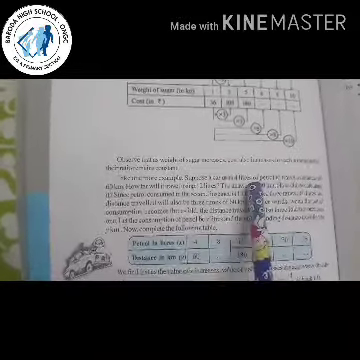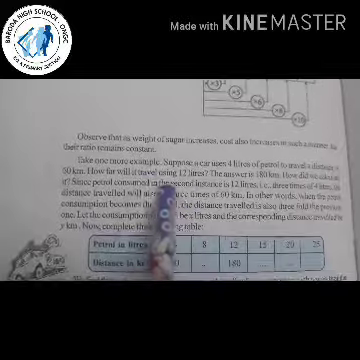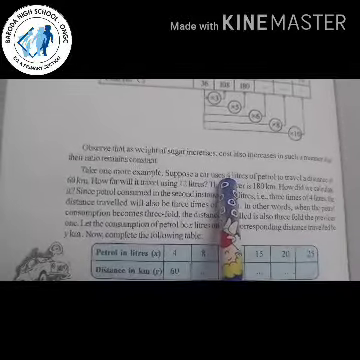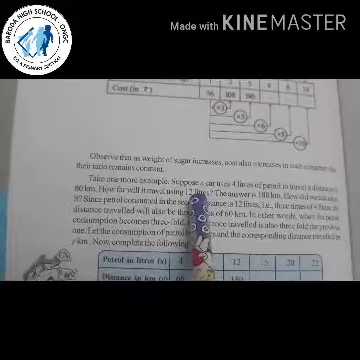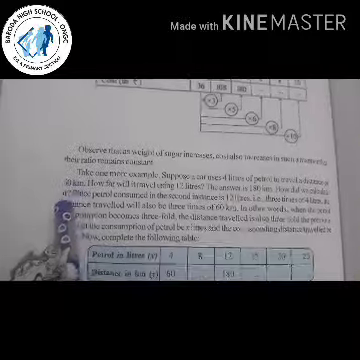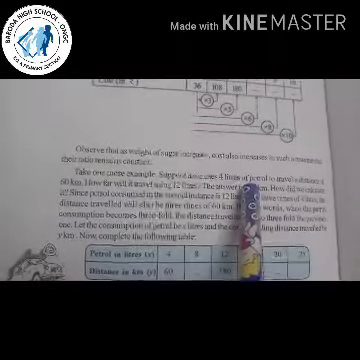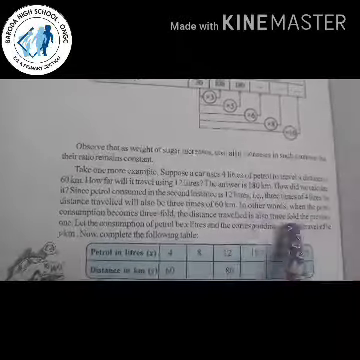Let us see one more example. When a car uses 4 liters to travel a distance of 60 kilometers. Okay, now the quantity of petrol has increased from 4 liters to 12 liters. Similarly, the distance traveled has increased from 60 kilometers to 180 kilometers. More the quantity of petrol, more will be the distance traveled.